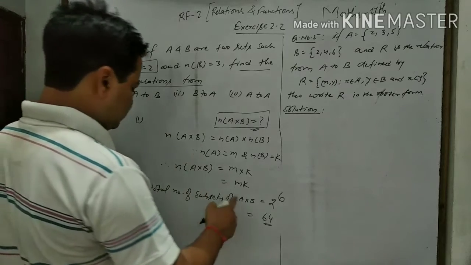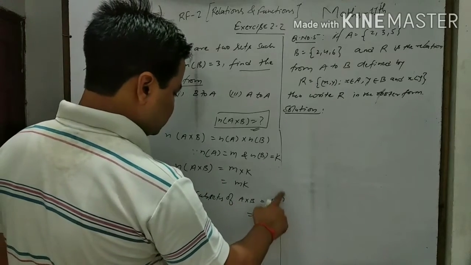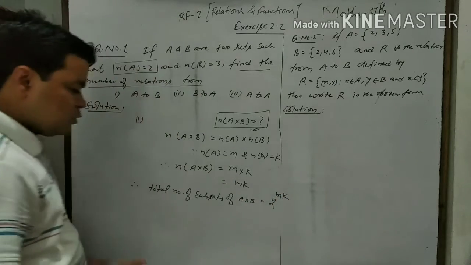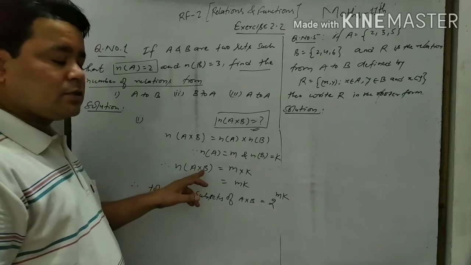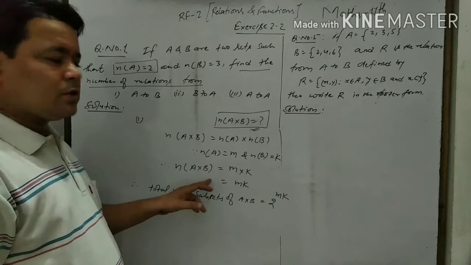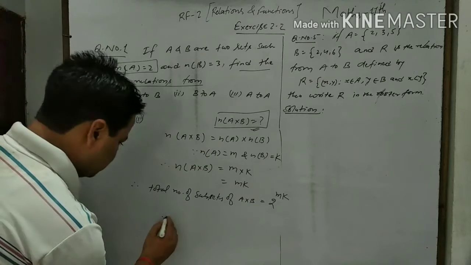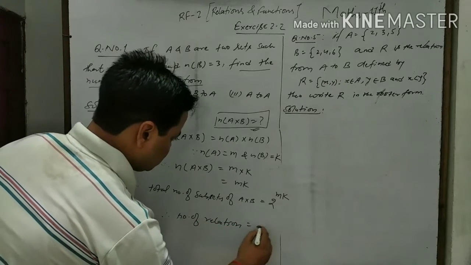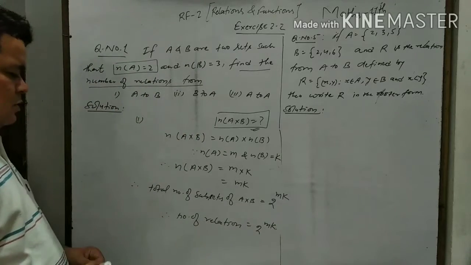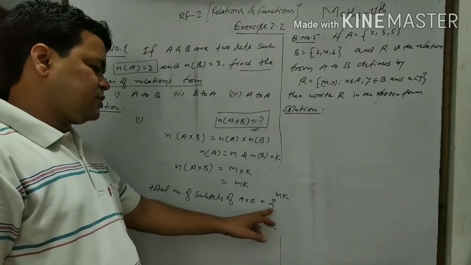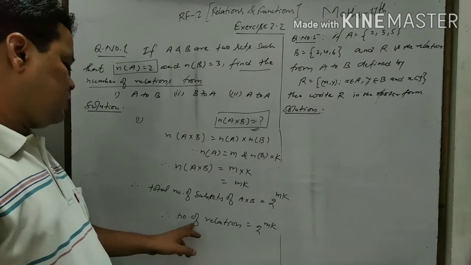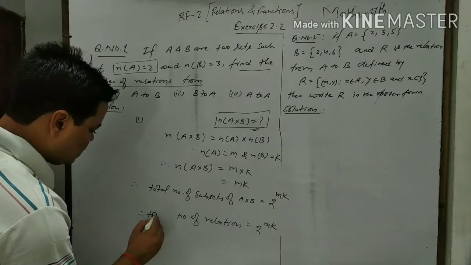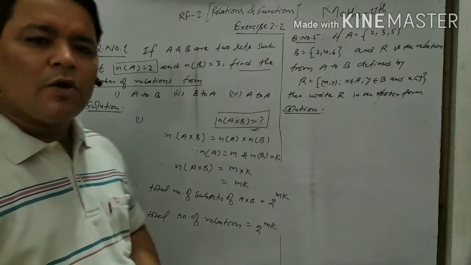Therefore the total number of subsets of A cross B is 2 to the power mk. We know that each subset of the Cartesian product gives a relation. Therefore the number of relations is also equal to 2 to the power mk. So the total number of subsets of A cross B is 2 to the power mk, and therefore the total number of relations is equal to 2 to the power mk.